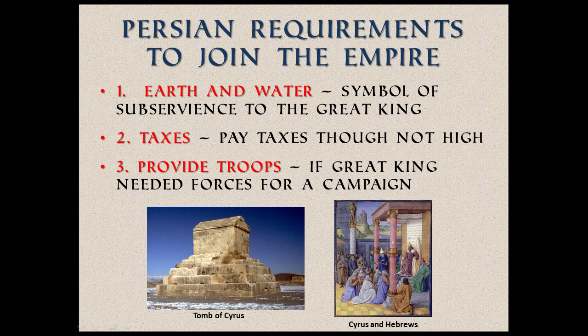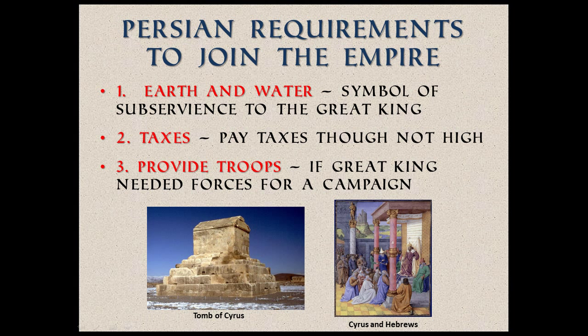Now, if you did give earth and water, you were required to do two things, and that was really it. You had to pay your taxes, though they weren't too high, and I think to the average person, this probably didn't make much of a difference to them. They had to pay taxes previously to some other noble, now it was just a new noble they had to pay their taxes to. So they probably saw little change at the lowest level. In other words, this was a change at the highest echelons, but the daily life of the common person was essentially unchanged. The second thing you had to do was provide troops if the great king needed those forces in a military campaign. So if you did just those two things, the Persians pretty much left you alone.